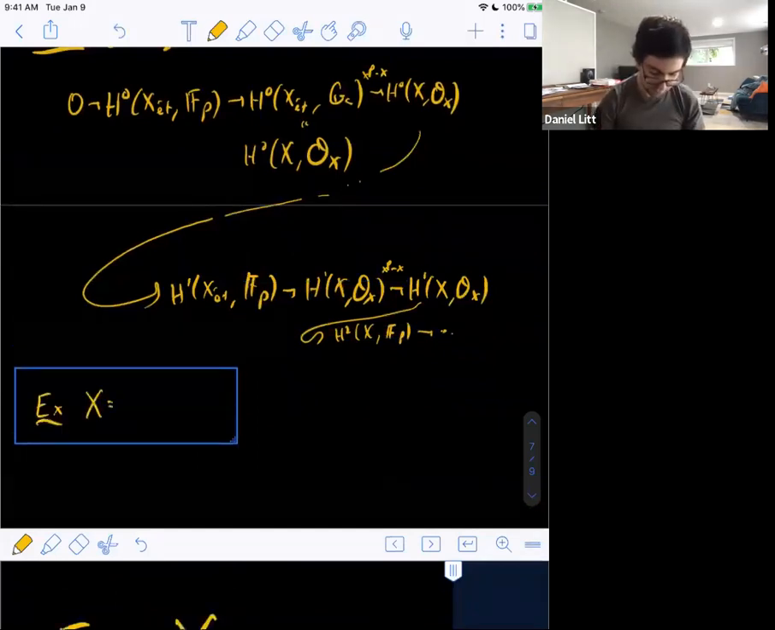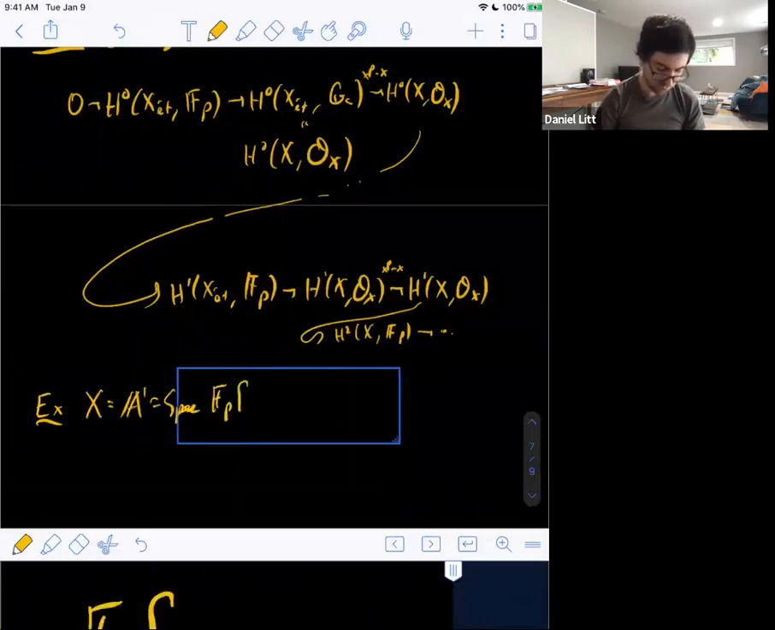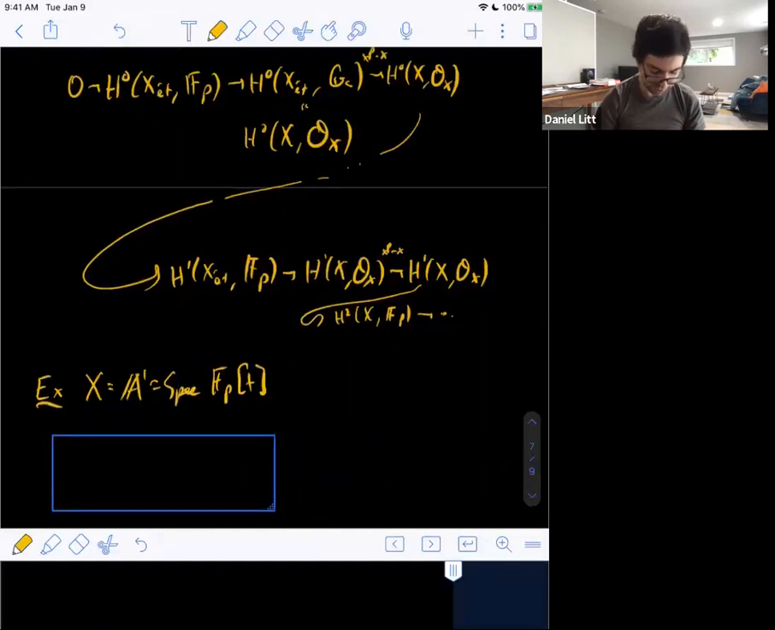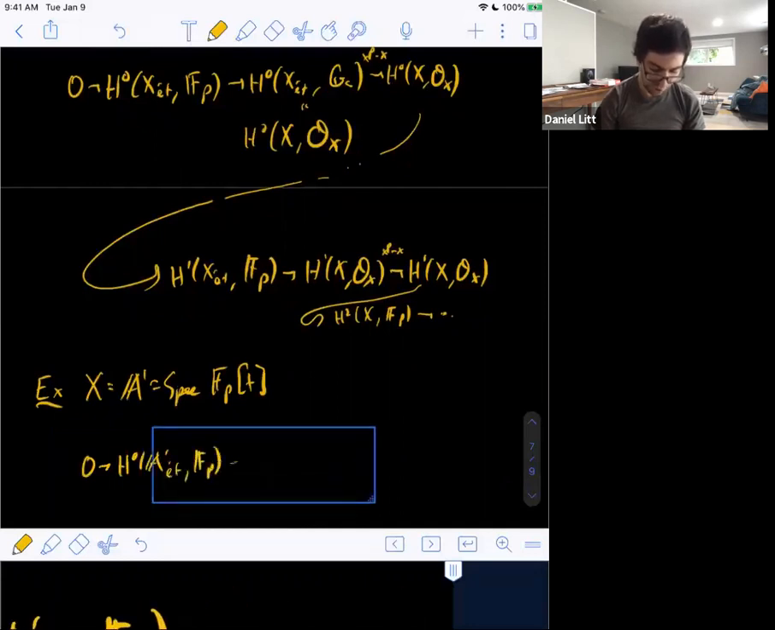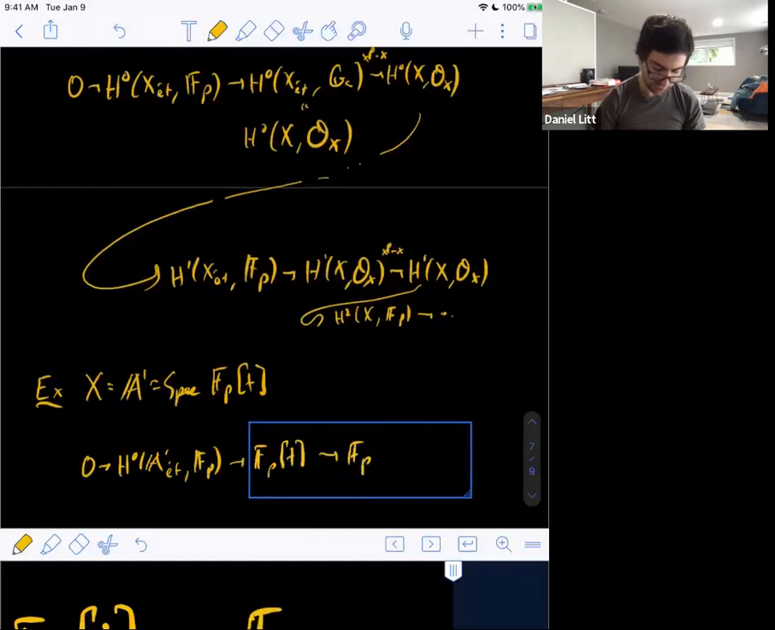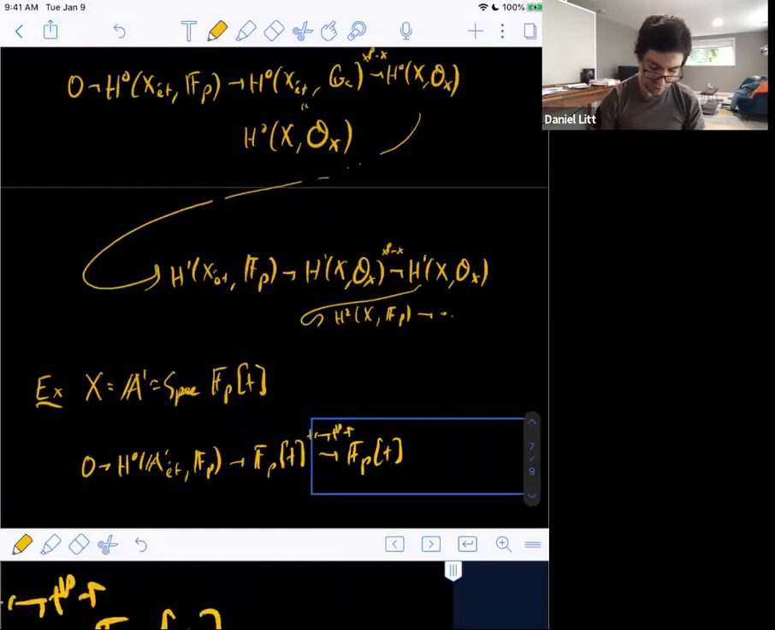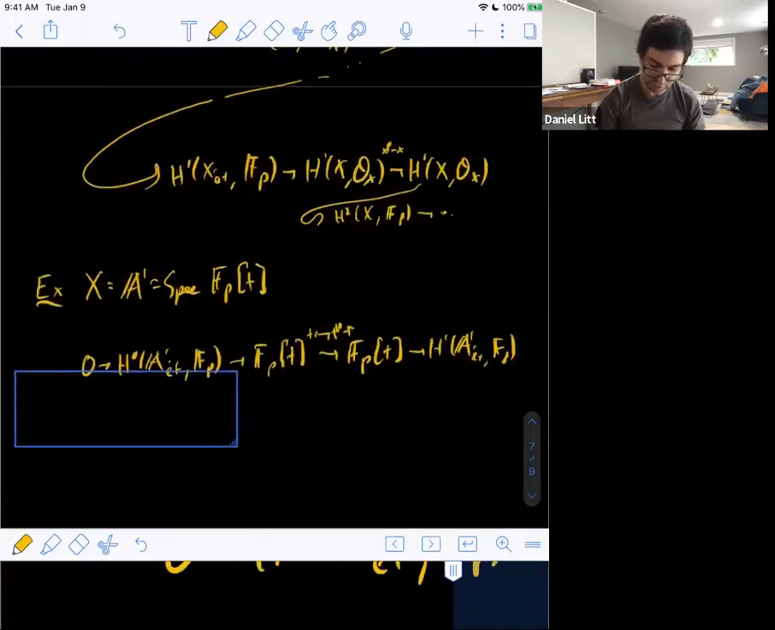So just as an explicit example, and then I think we're out of time. If X is A^1, so that's Spec of F_p[t], we get an exact sequence 0 to H^0(A^1, F_p). That goes to H^0(O_X), which is just F_p[t]. That goes to F_p[t] again via the map t goes to t to the p minus t. And that goes to H^1 of A^1 with coefficients in F_p. And what's next?